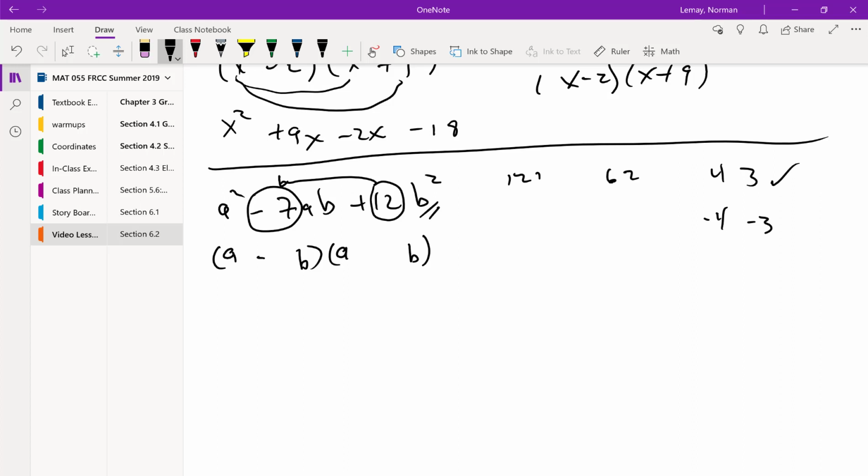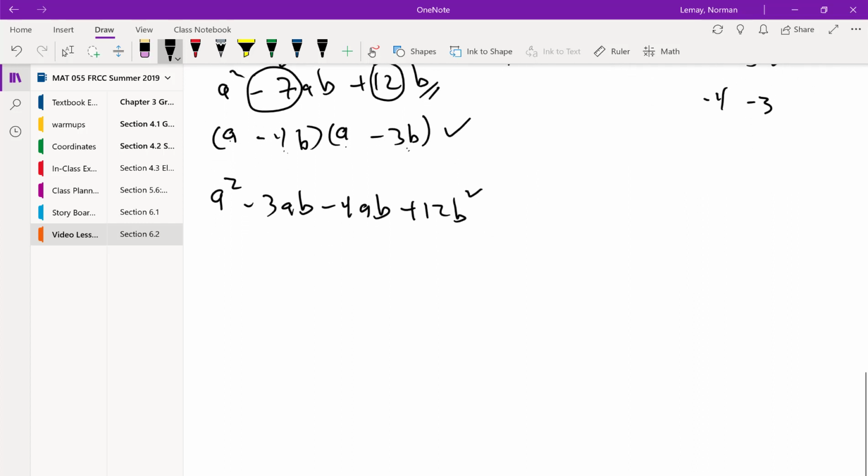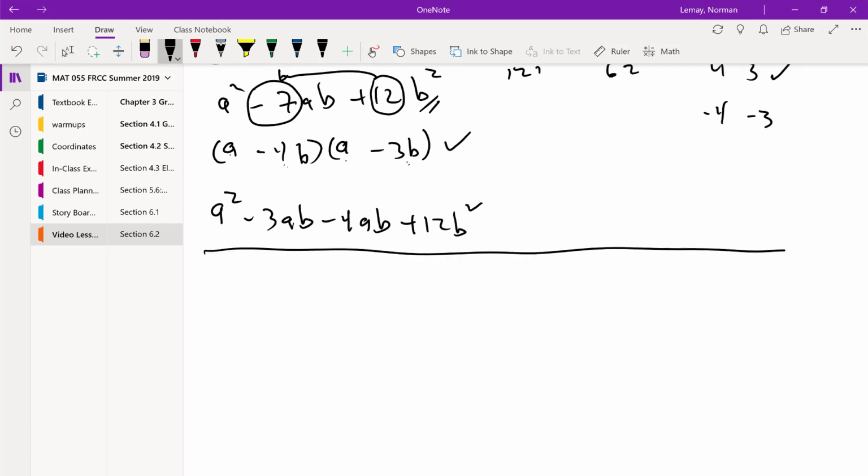So what if I put a -4 and a -3 in here? And again, first term's product, so I get my a squared. Okay, the outside term, so this times this, is -3ab. Inside terms, -4ab. And then my last terms, plus 12b squared. And notice that that gives me exactly what I started with. So we can go ahead and close that one out.